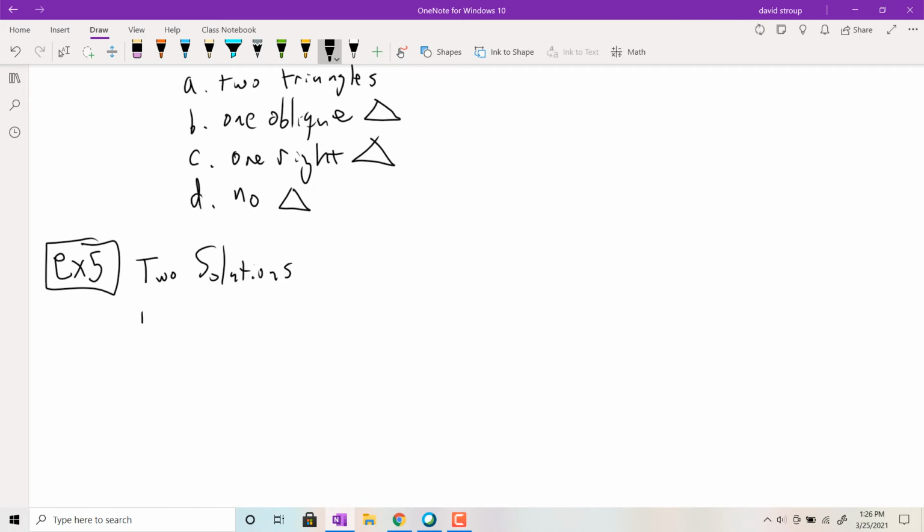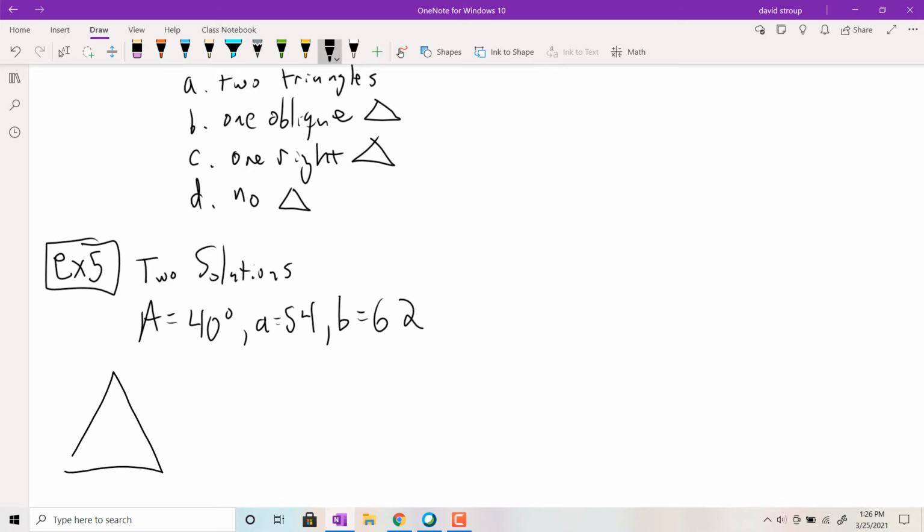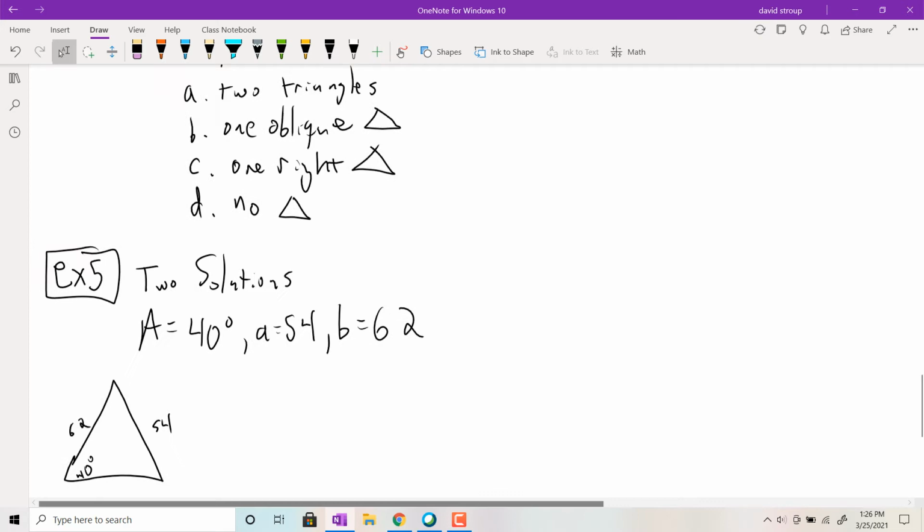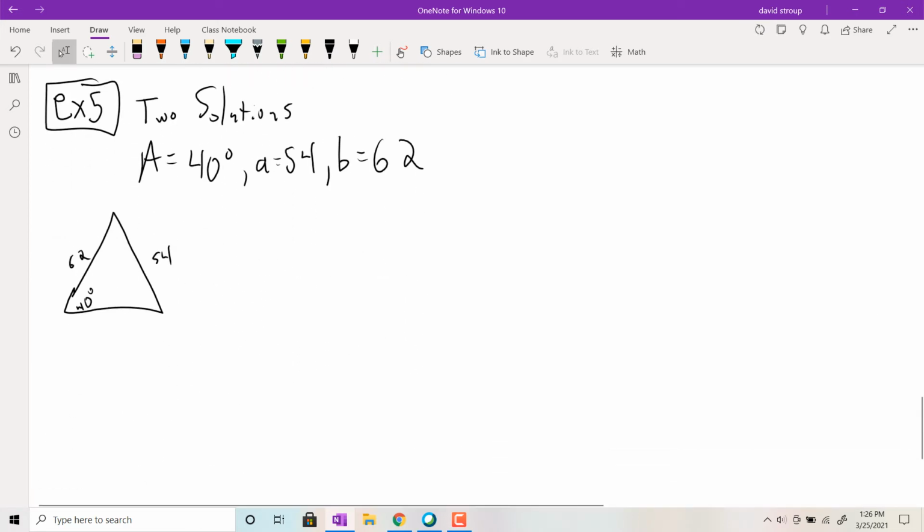Okay, so they give us our information: 40 degrees, a is 54, little b is 62. If you draw your triangle, you can see the type. So it's 40 degrees, 54, and 62. So side, angle, side, or side, side, angle, I guess. Right, so you have to use this method.